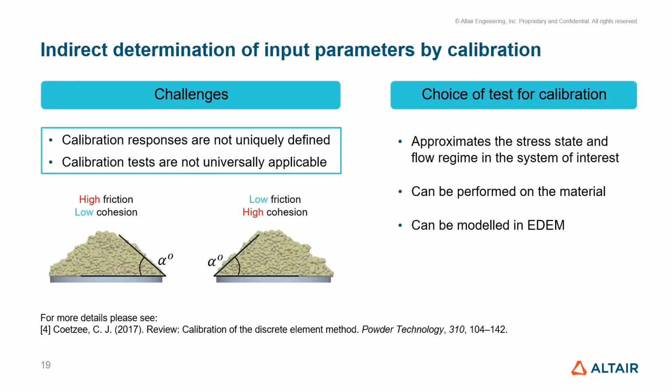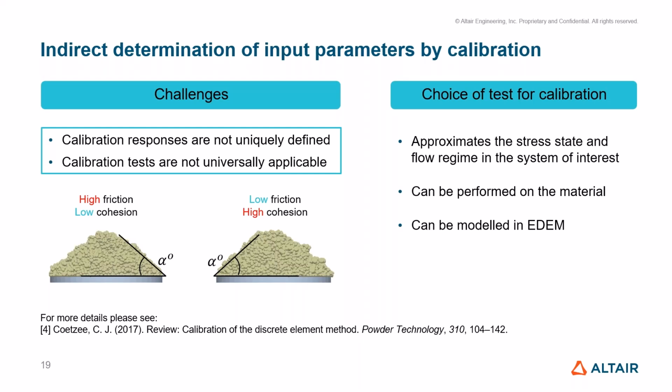Now, why do we need to do calibration, and what key aspects should we consider in calibration? For example, if you look at only the angles, such as the heap angle alpha, it can be obtained with high friction and low cohesion. At the same time, the same alpha can be obtained with low friction and high cohesion as well. If you go with only the magnitude of the heap angle, you may end up with a wrong prediction.